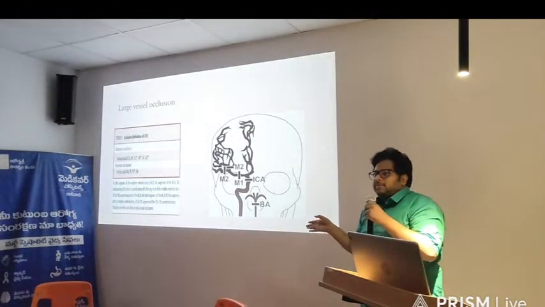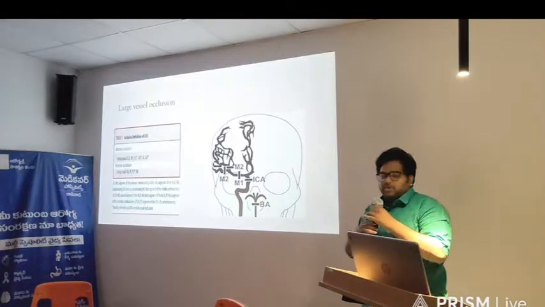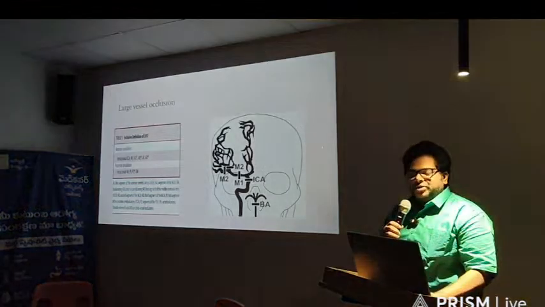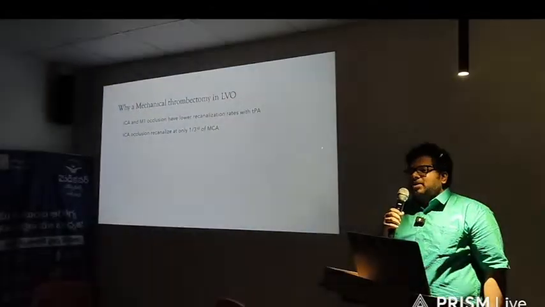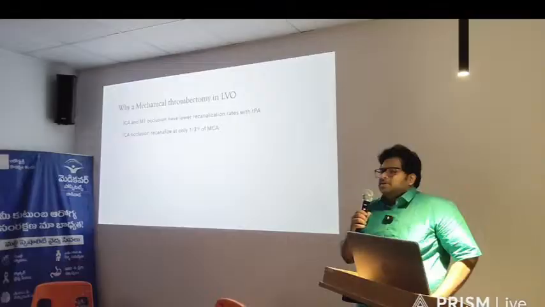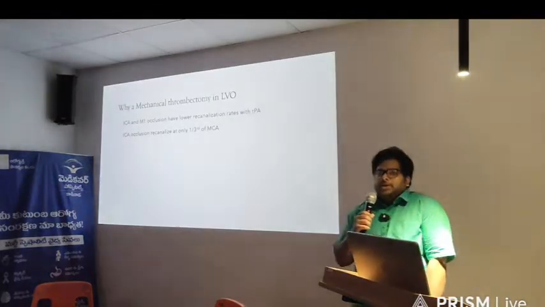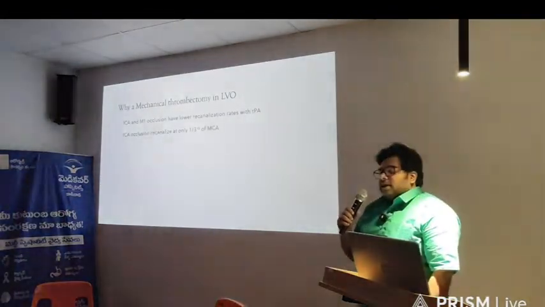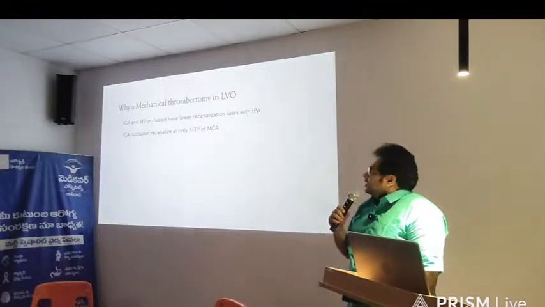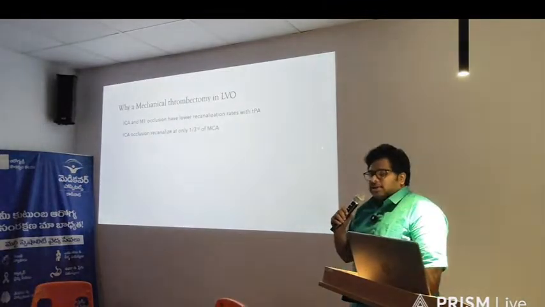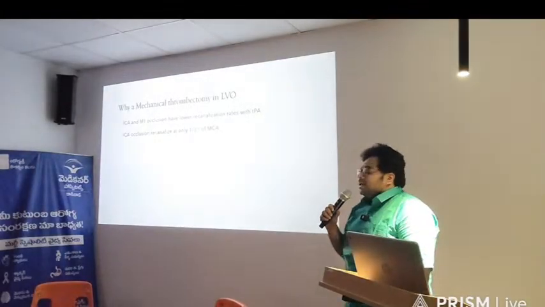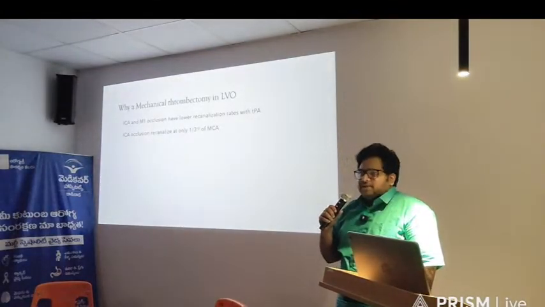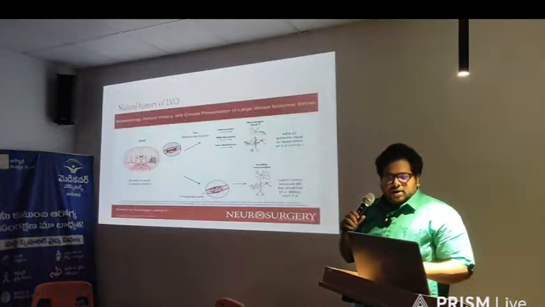Recently, mechanical thrombectomy has been offered for medium vessel occlusion also, but it is limited to very few centers in India. So why a mechanical thrombectomy in large vessel occlusion when we have an IV thrombolytic agent? These large vessel occlusions are very less responsive to IV thrombolysis, that is, they have lower recanalization rates with TPA, and they recanalize at only 1/3 success rate for IV thrombolysis.